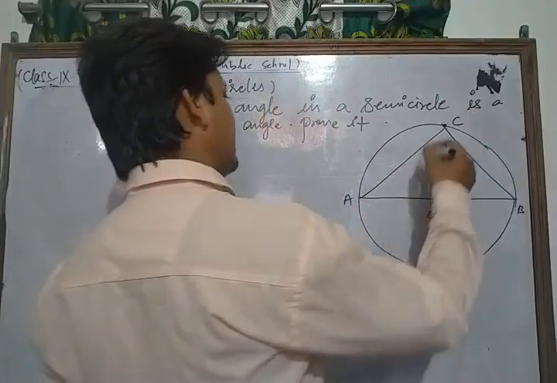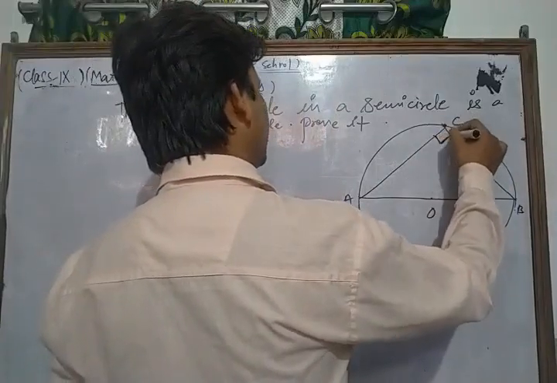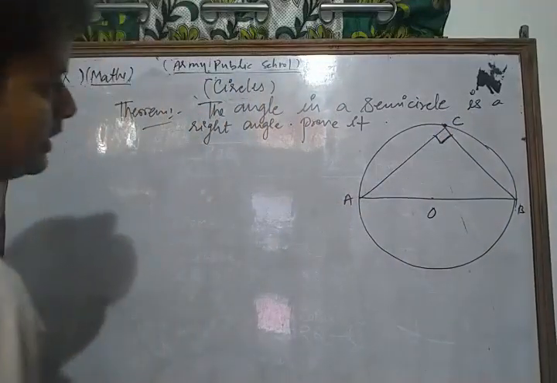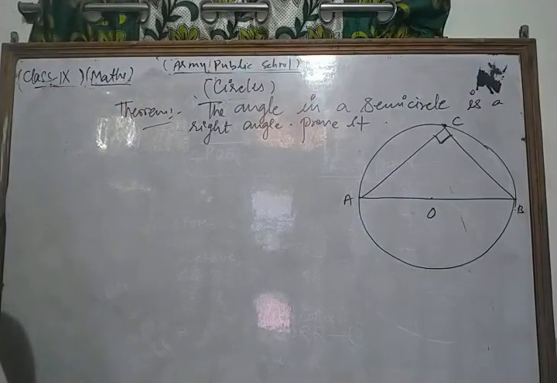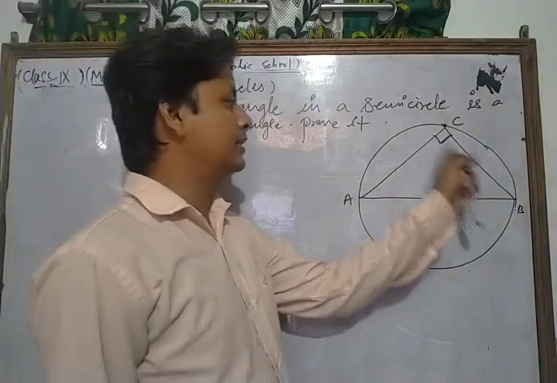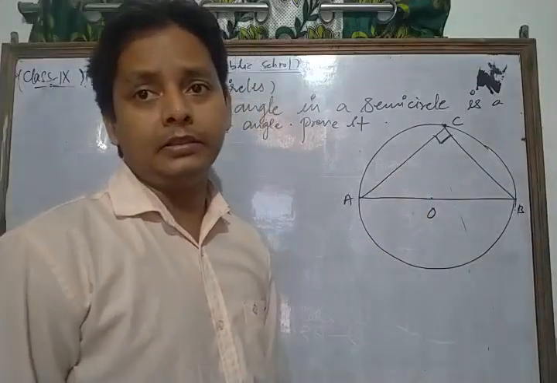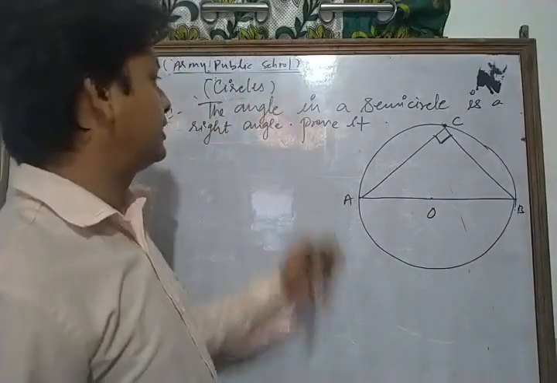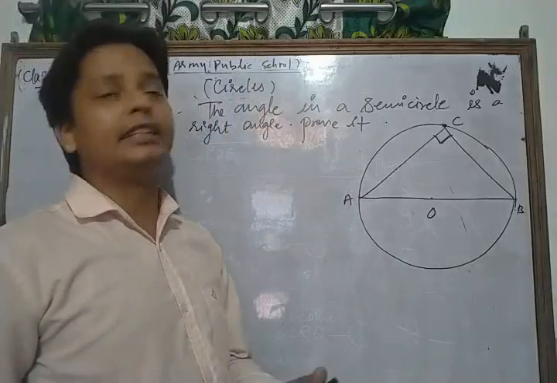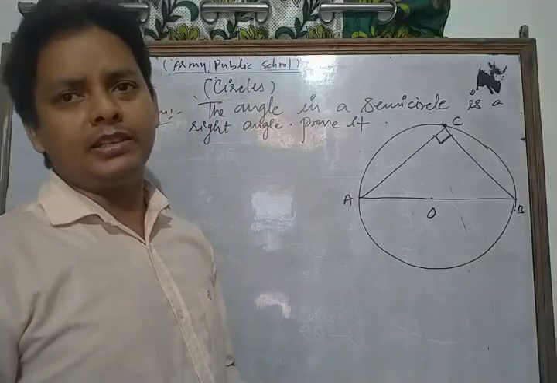Now we have to show that angle ACB is what? 90 degree. We have to show that angle ACB is 90 degree, because your theorem is: the angle in a semicircle is a right angle. Right angle means 90 degree.